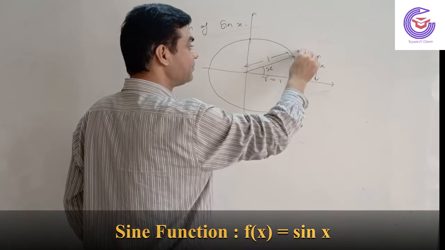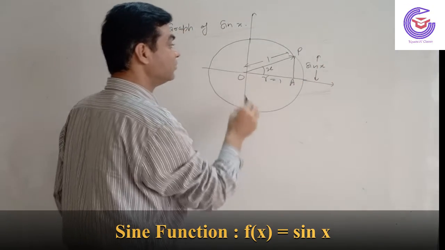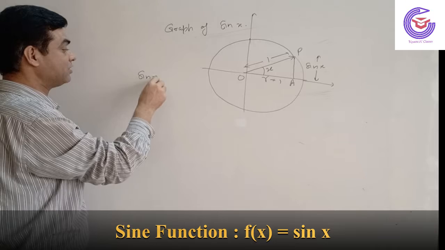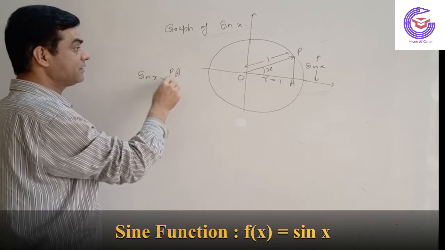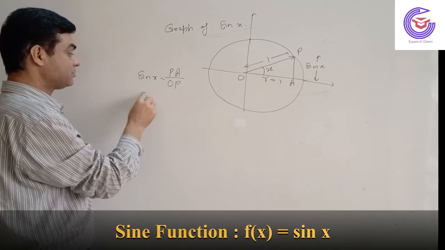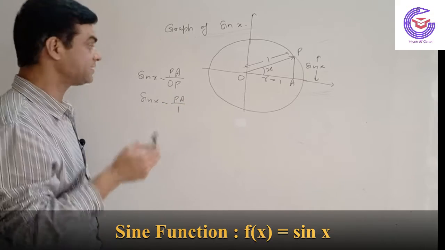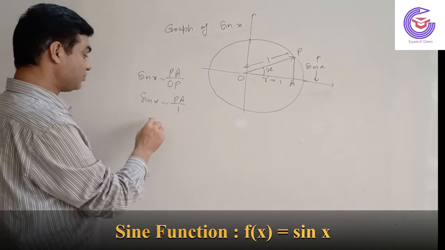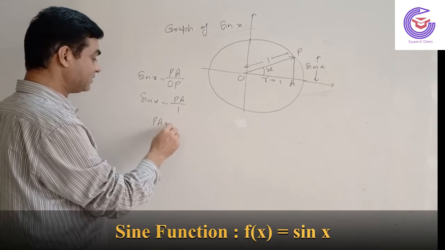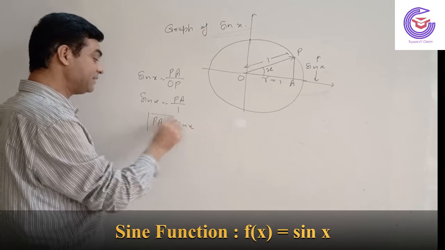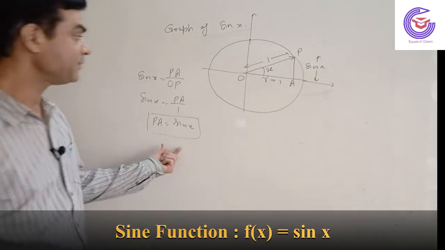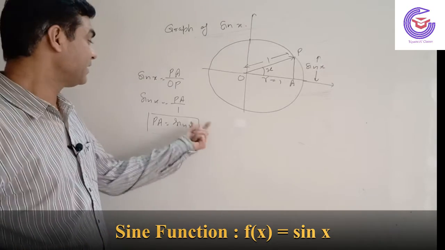So here, in triangle PAO, sine x is equal to PA upon OP. OP is 1 because the circle is a unit circle. So the length of PA is nothing but sine x. Keeping this in mind, we can plot the graph of sine x.